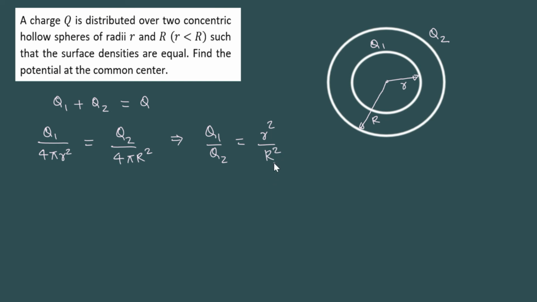So we're dividing Q in this ratio, and the total is Q. That means immediately Q1 will be small r square divided by small r square plus capital R square into Q. You can substitute the value of Q2 to get Q1, or you can directly write Q2 as capital R square by small r square plus capital R square Q.